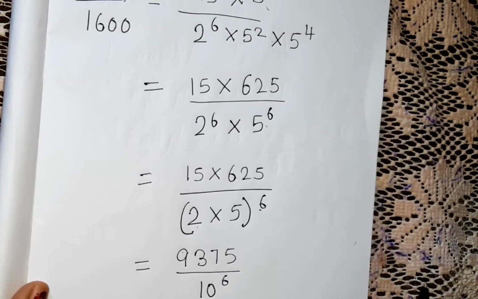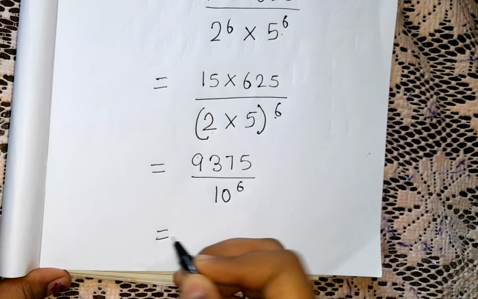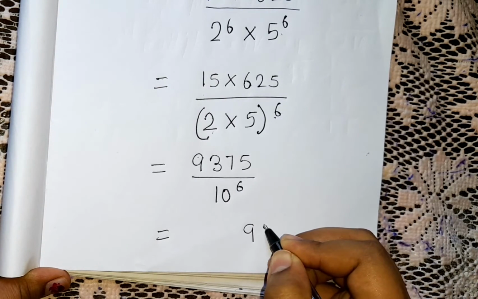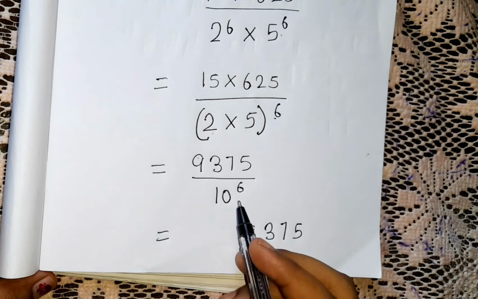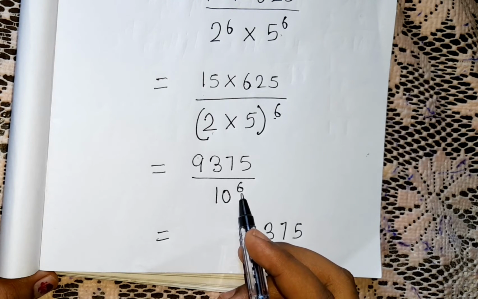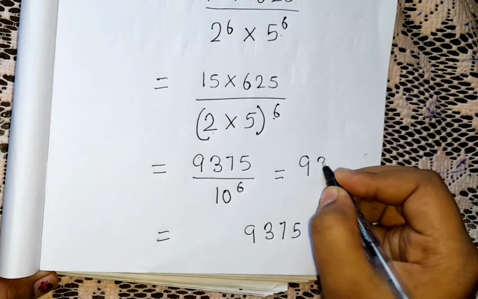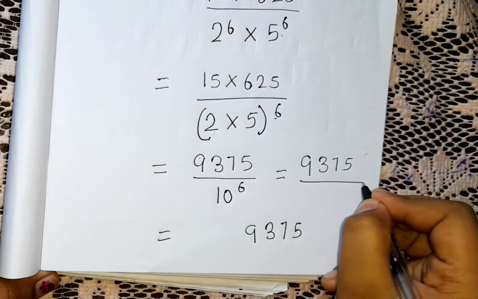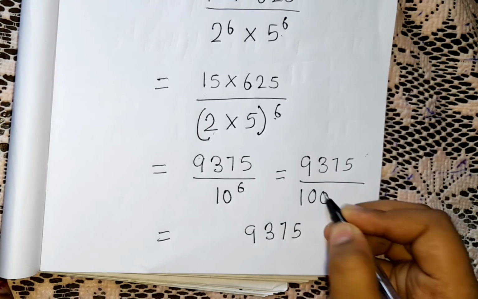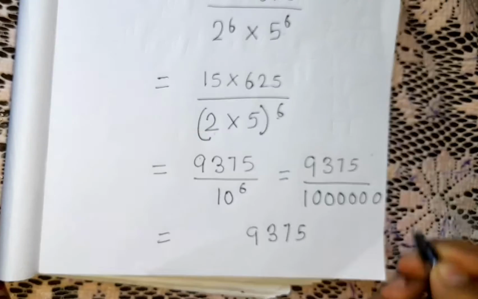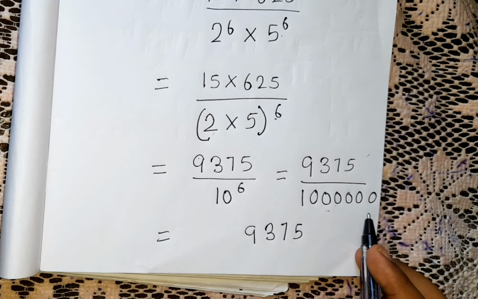Now we are going to put the decimal point. So it is equal to 9375, I'm sorry. Here we have power 6, that means we should write 9375 divided by, so we should put 0 six times. So let us put 1 2 3 4 5 6. So totally I put 6 zeros. So totally I have 6 zeros.